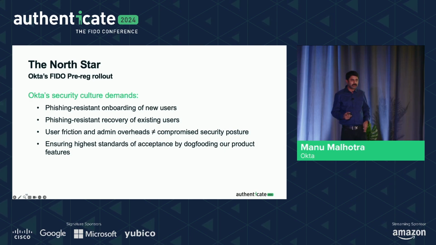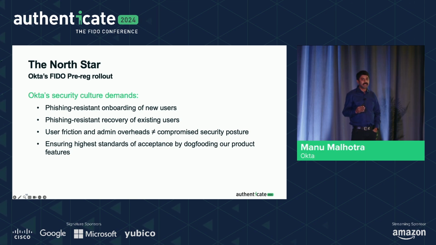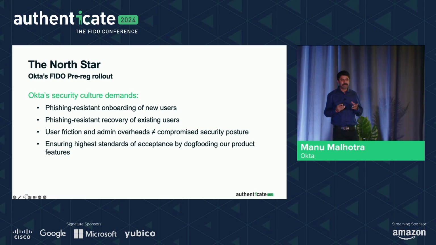So at Okta, this is the North Star. This is where we wanted to reach. Everybody wants to reach there. We are no different. Everybody wants to have all the authentications that are happening in a phishing-resistant manner. So we don't want any user, for any period of time, to be logging in with any weaker assurance factors, or use a weaker assurance factor to enroll into a higher assurance factor. So that's the kind of problem which we are trying to solve.